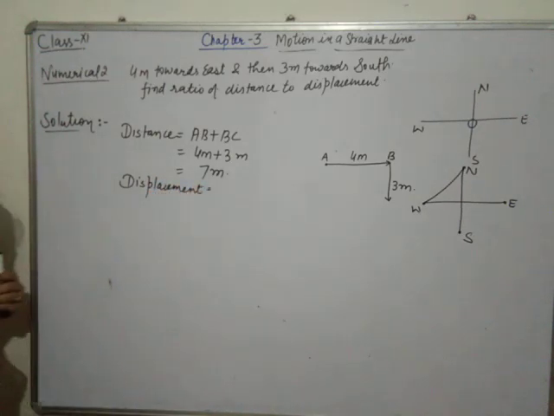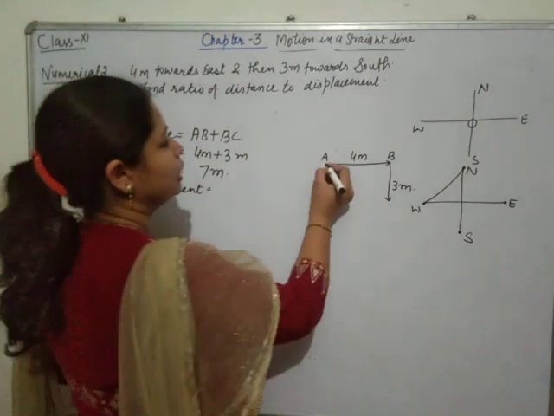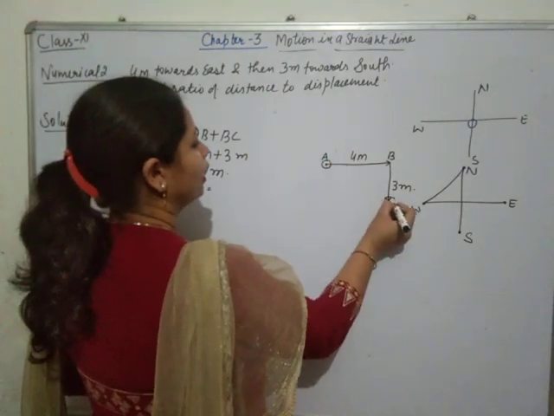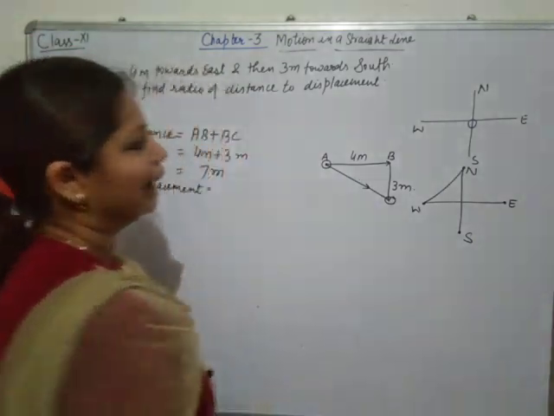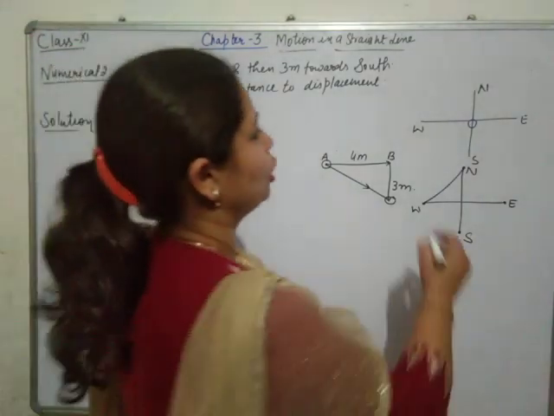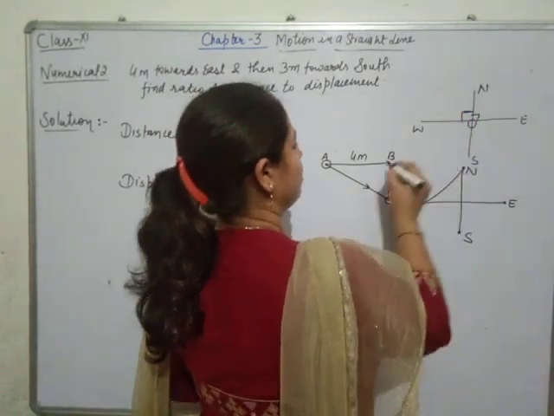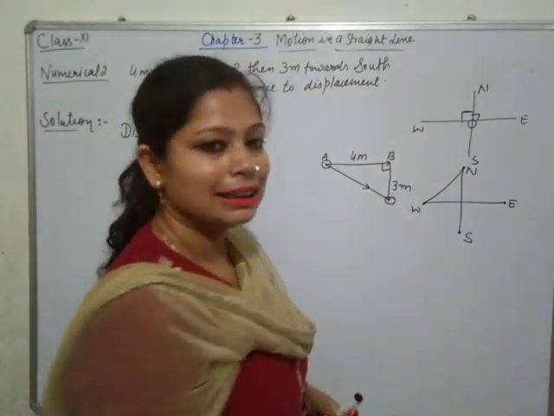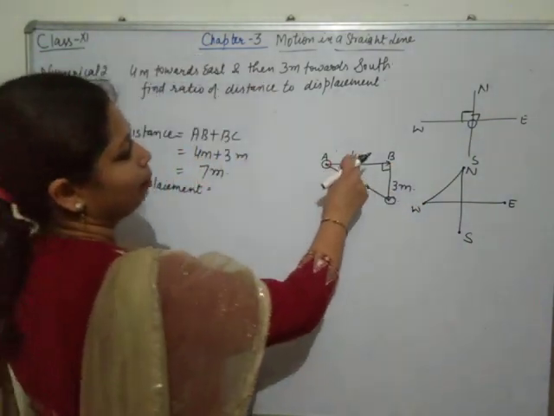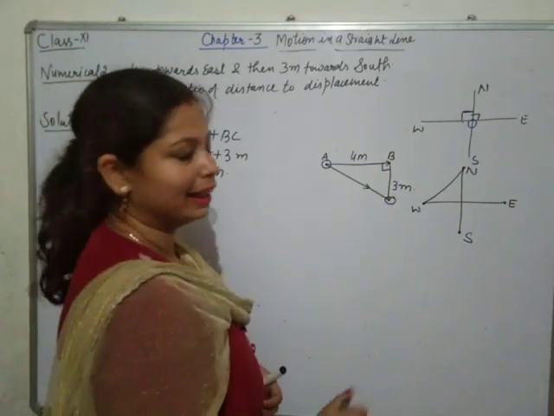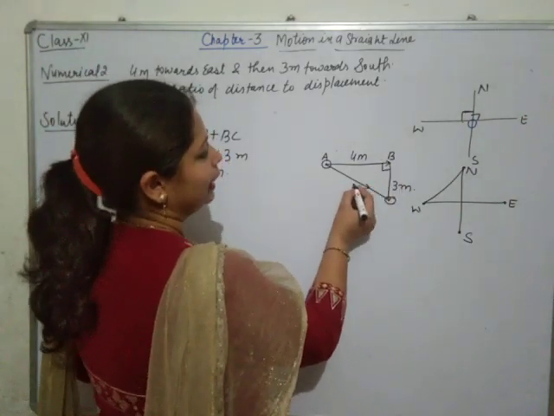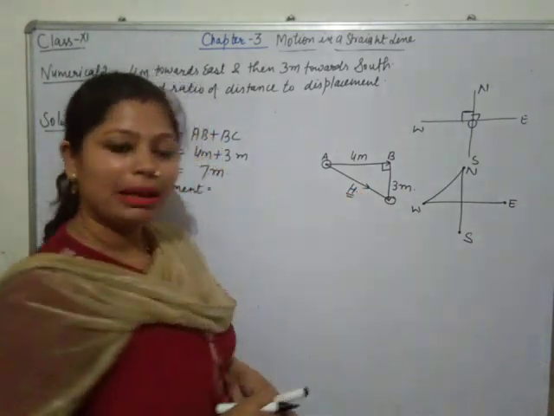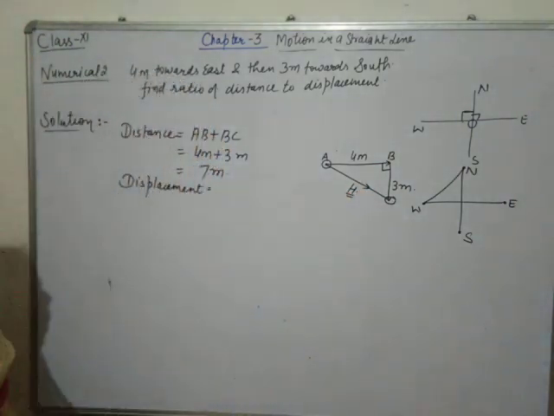Displacement is the shortest or straight line path from initial point to final point. From initial to final we have to find out this. As you know, all the directions are mutually perpendicular to each other. What does it mean? These two lines are at 90 degree. This is 4 meter, this is 3 meter at 90 degree. And the side opposite to 90 degree is hypotenuse. We can measure hypotenuse by using Pythagoras theorem.